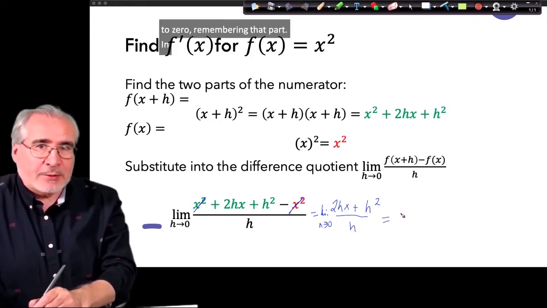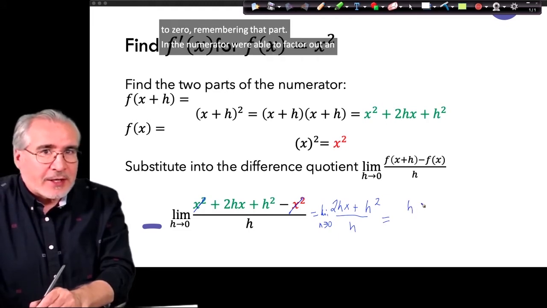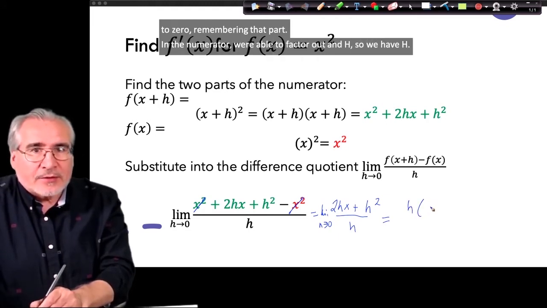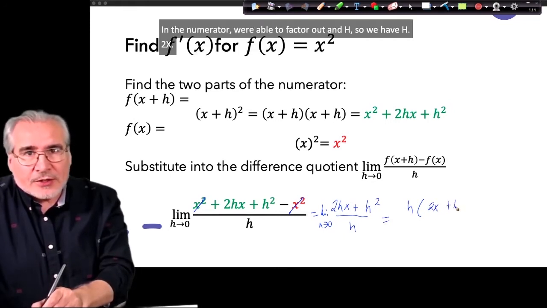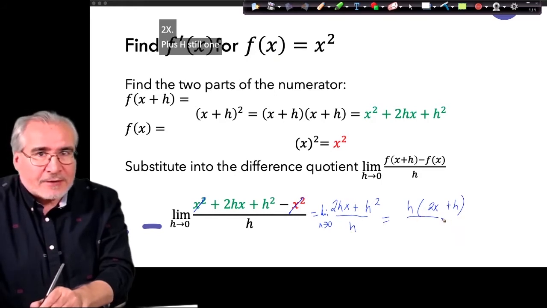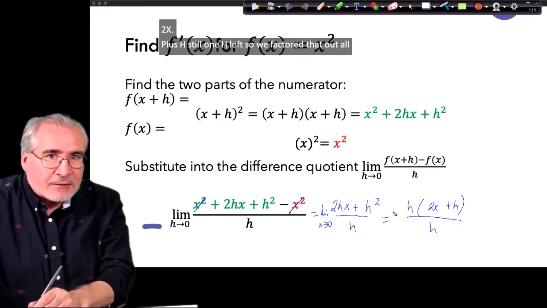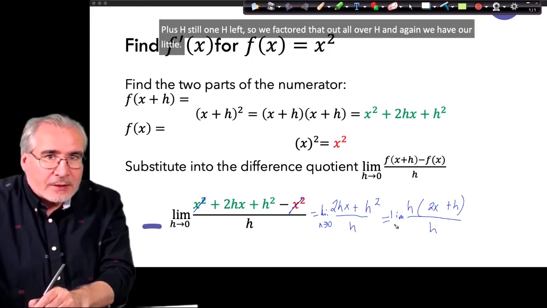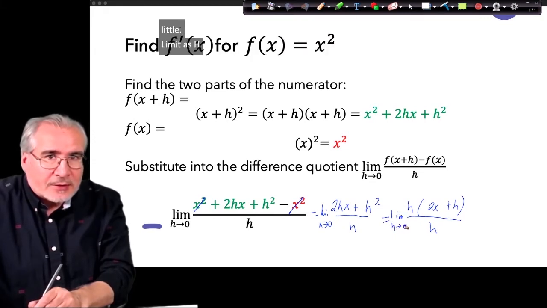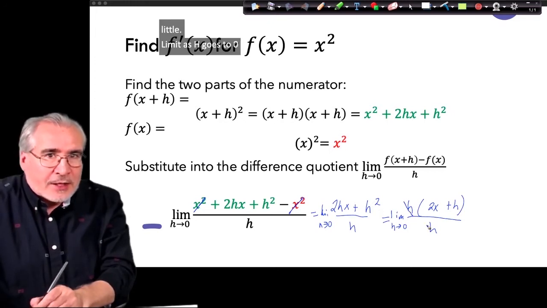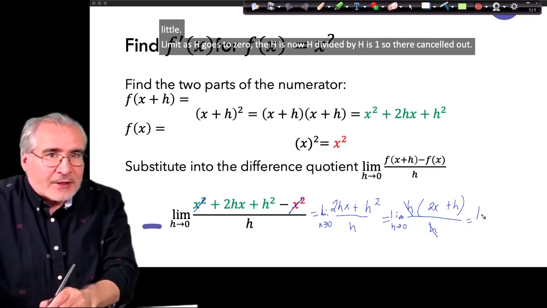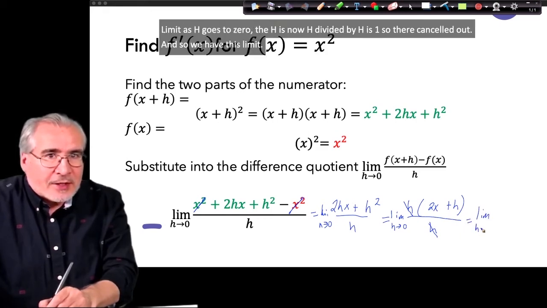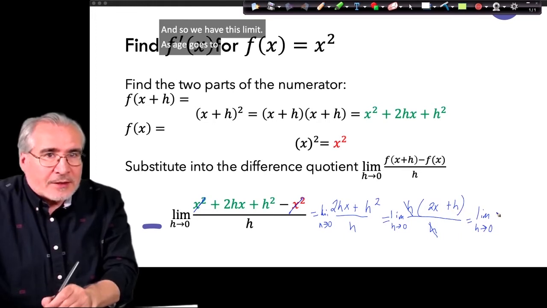In the numerator, we're able to factor out an h. So we have h times 2x plus h. Still one h left, so we factored that out, all over h. And again, we have our little limit as h goes to 0. The h's now, h divided by h is 1, so they're canceled out. And so we have this limit as h goes to 0 of 2x plus h.